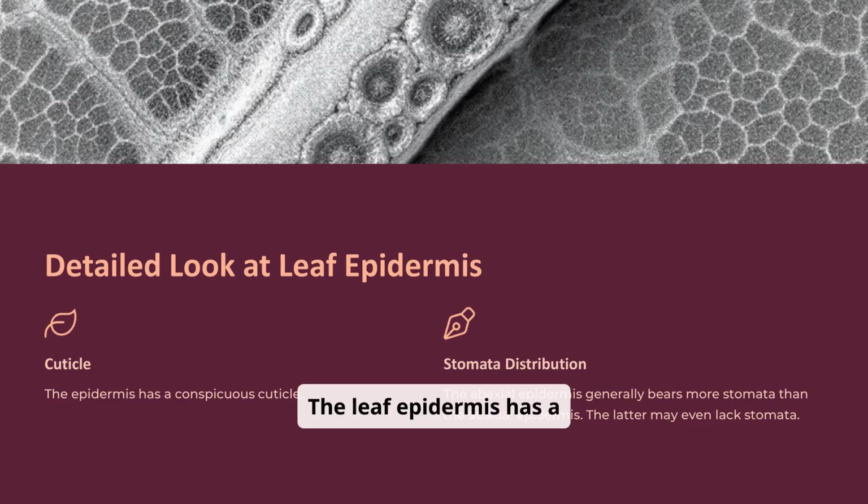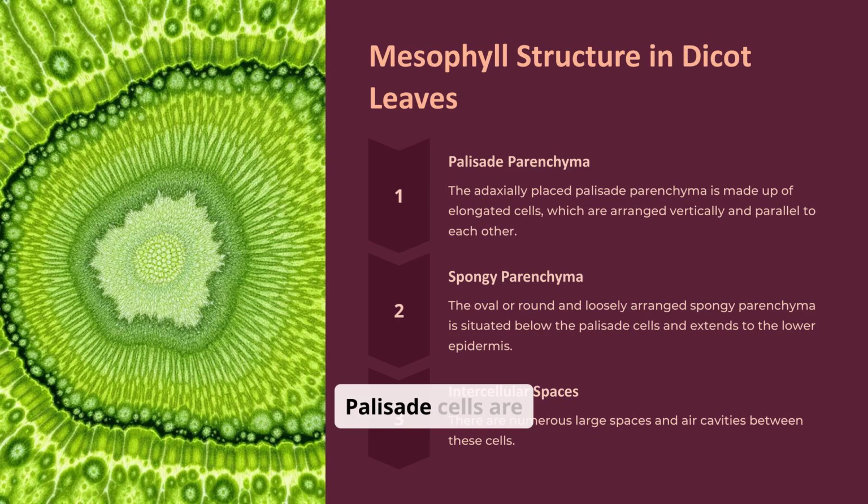The leaf epidermis has a protective cuticle. Stomata are more abundant in the abaxial epidermis, enhancing gas exchange. Palisade cells are elongated and vertical. Spongy cells are loosely packed with intercellular spaces aiding photosynthesis and respiration.